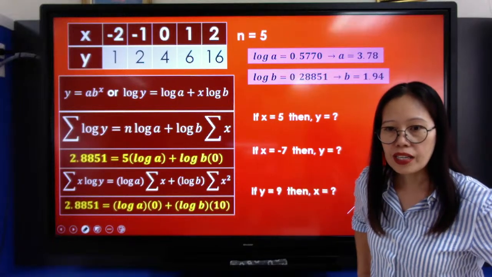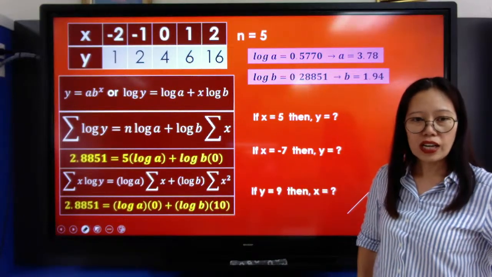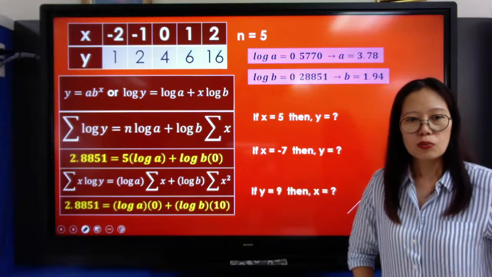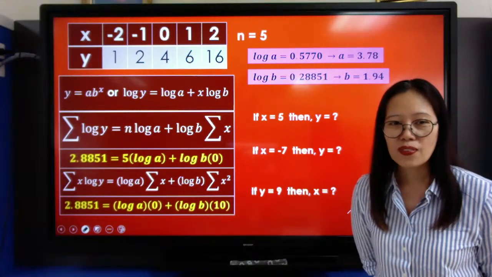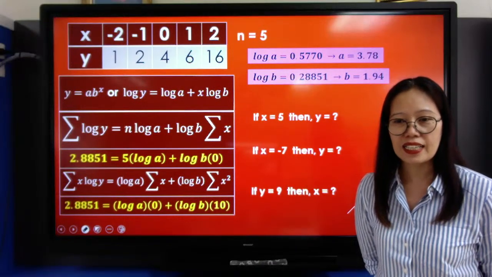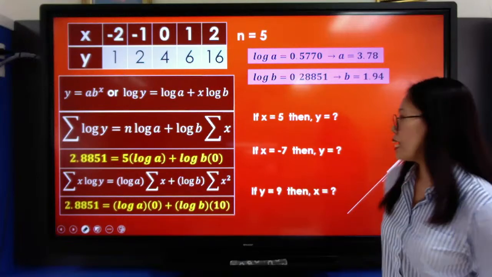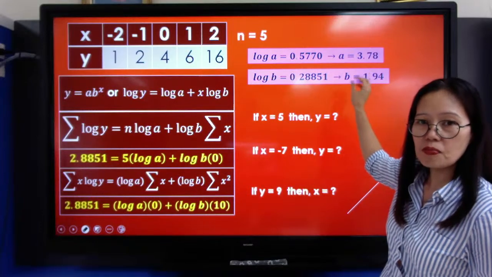And again, press your anti-logarithm in your calculator and you will get 1.94. Okay, if you have your calculators with you, grab your paper and pen and also your calculator and try to press it yourself so we can see if you're really getting it correctly. All right. So we already found the values of A and B.